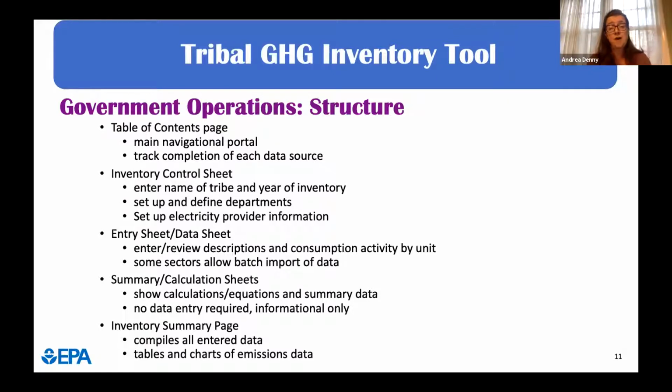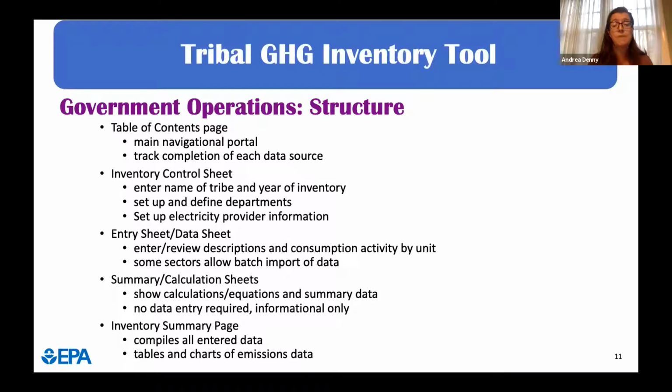So the way the government operations module is set up, you come in, there's a table of contents page. You use that to navigate through the tool. There's a control sheet where you set up the inventory with the name of the tribe, the year that you're doing the inventory for, who your electricity provider is, that kind of thing.